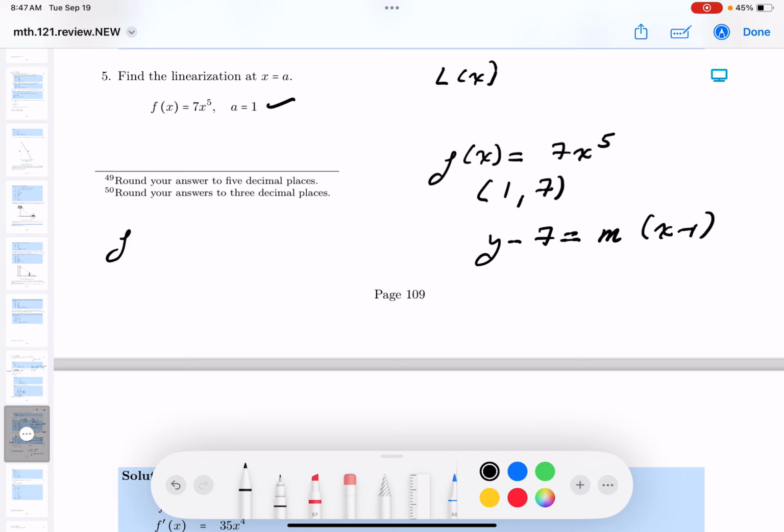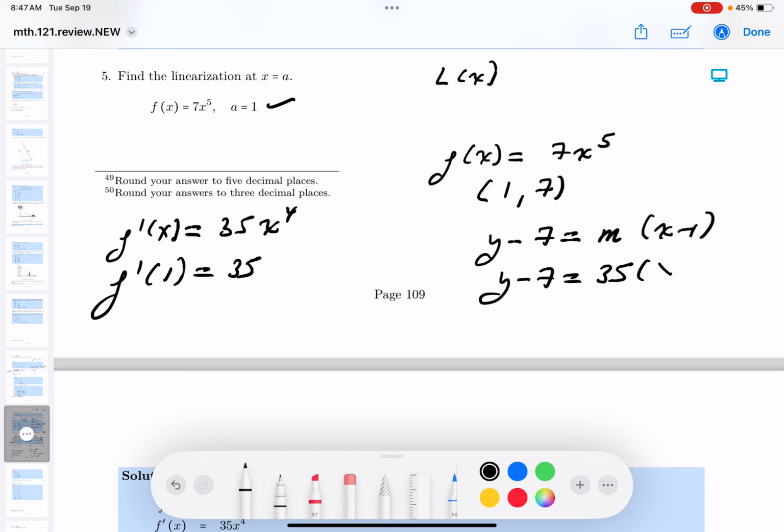So I need to get f prime. And what's f prime going to be? 35x to the fourth power. I need to evaluate f prime at 1. That's going to be 35. Let's write that down. y minus 7 equals 35 times (x minus 1).